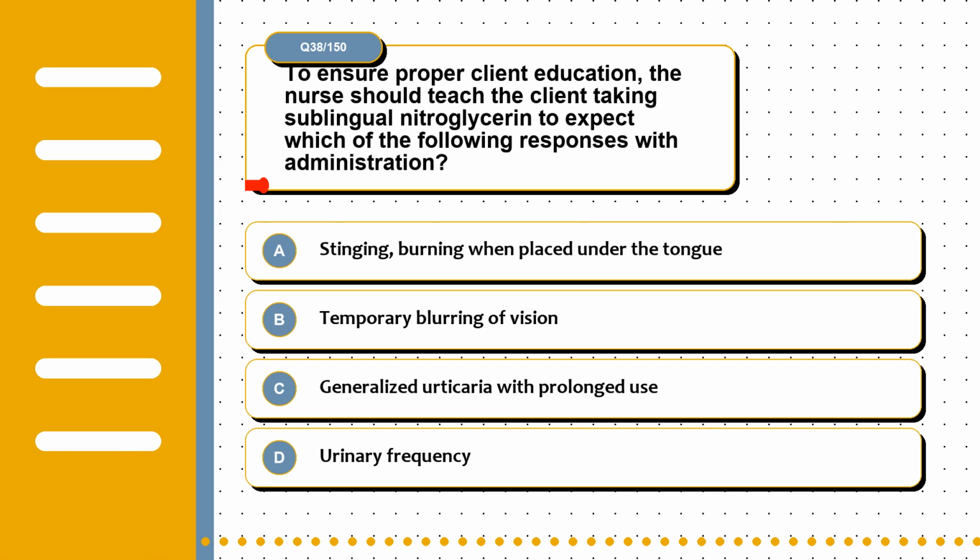Question 38. To ensure proper client education, the nurse should teach the client taking sublingual nitroglycerin to expect which of the following responses with administration. Here are the options. Option A. Stinging, burning when placed under the tongue. Option B. Temporary blurring of vision. Option C. Generalized urticaria with prolonged use. Option D. Urinary frequency.